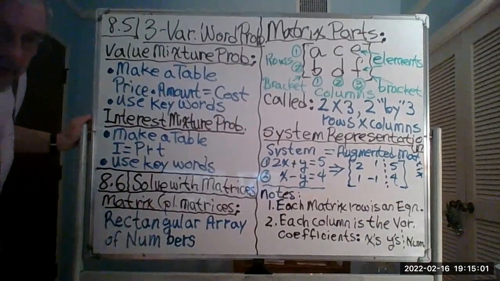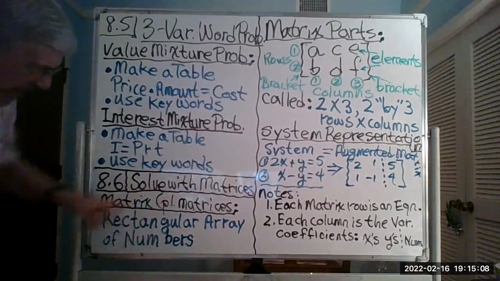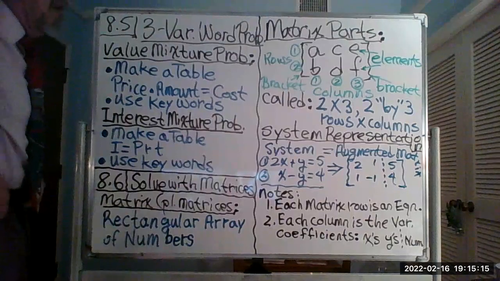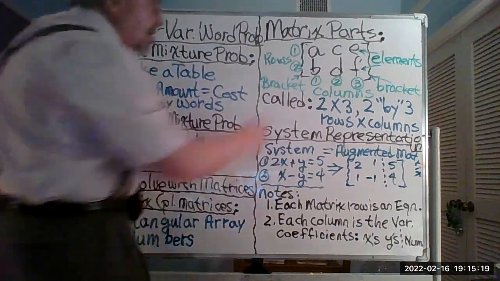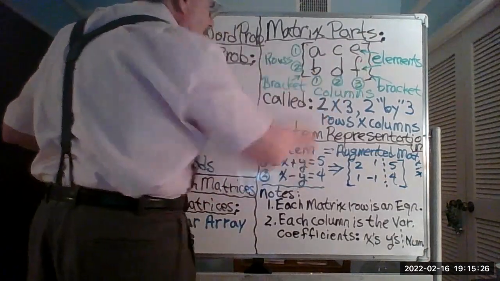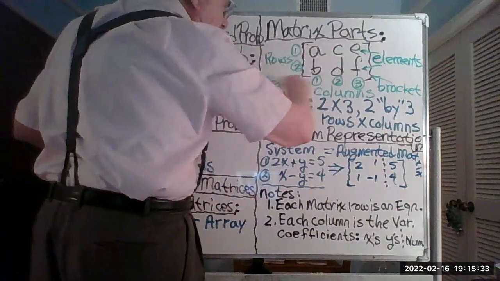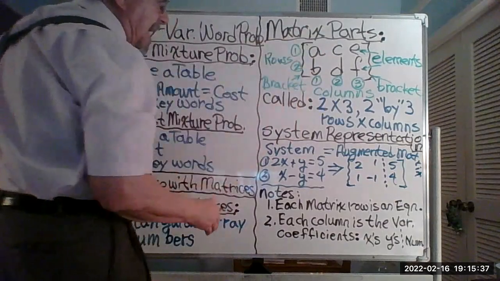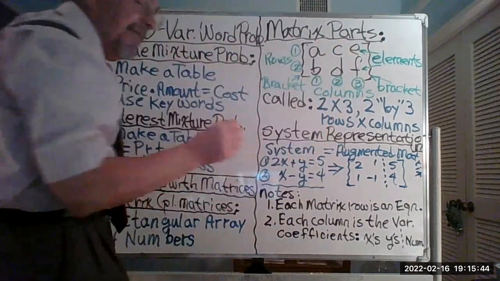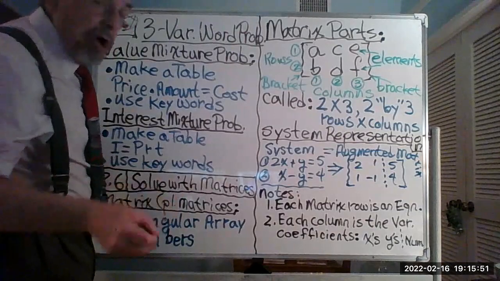So in 8.6, we're talking about solving a system with matrices. A matrix, the plural is matrices, is a rectangular array of numbers. Up in the top of the next column, I have the matrix parts. The matrix is enclosed with 2 brackets, one on each end, and it's arranged by rows, which go horizontally, and columns, which go vertically. The 2 rows are horizontal, 1 and 2. 1's on top, 2's below it. If there was another one, that would be 3. So it goes 1, 2, 3, top to bottom. The columns go 1, 2, 3, left to right. The individual numbers in the matrix are called elements. Sometimes they're referred to as items, but typically we'll call them the elements of the matrix.